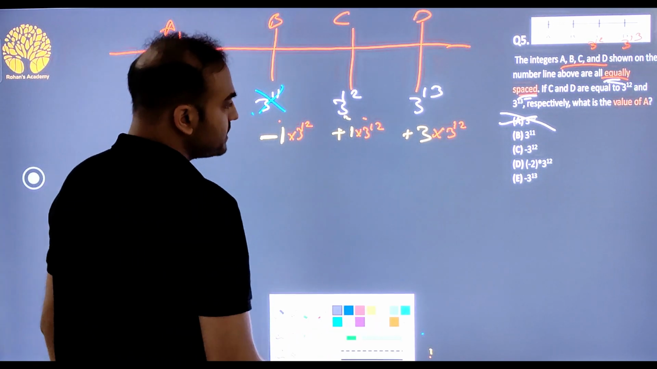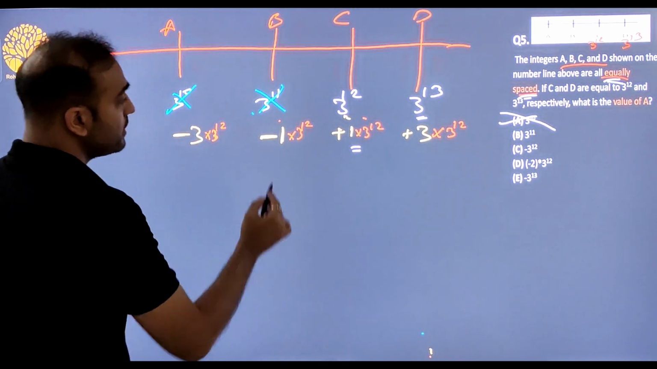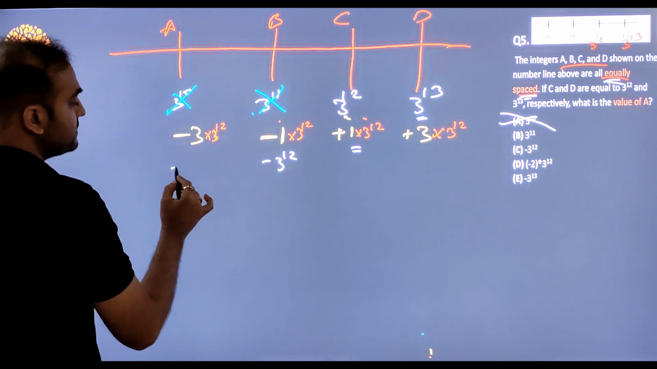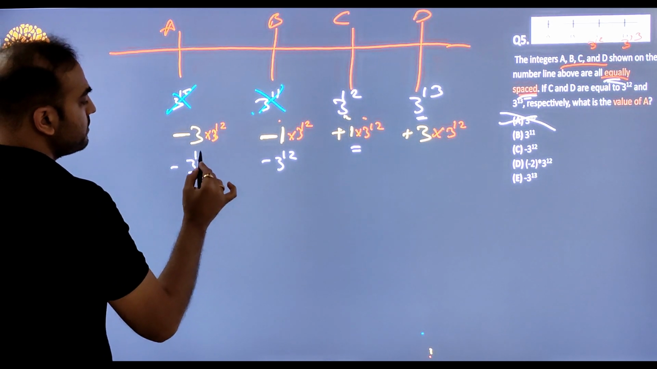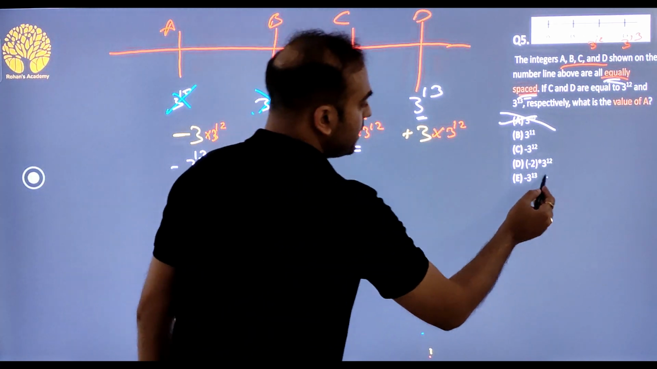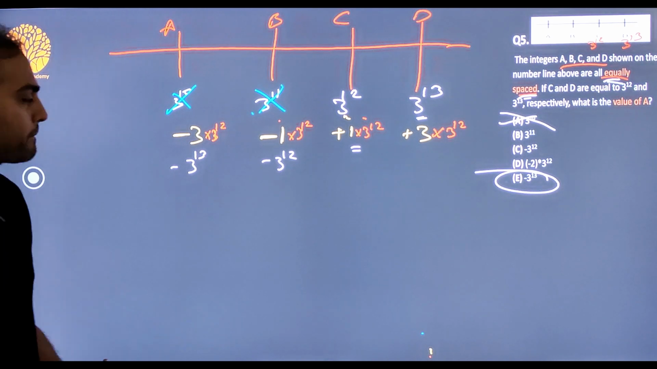So what does this leave me with? This is again 3 power 13. This is 3 power 12. This is actually minus 3 power 12. And what is this? Minus 3 into 3 is minus 3 power 13. So this is actually minus 3 power 13.